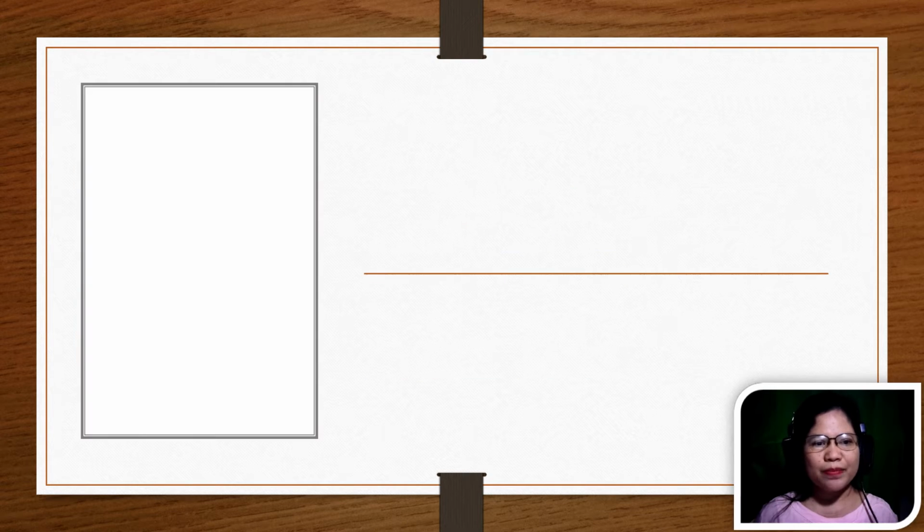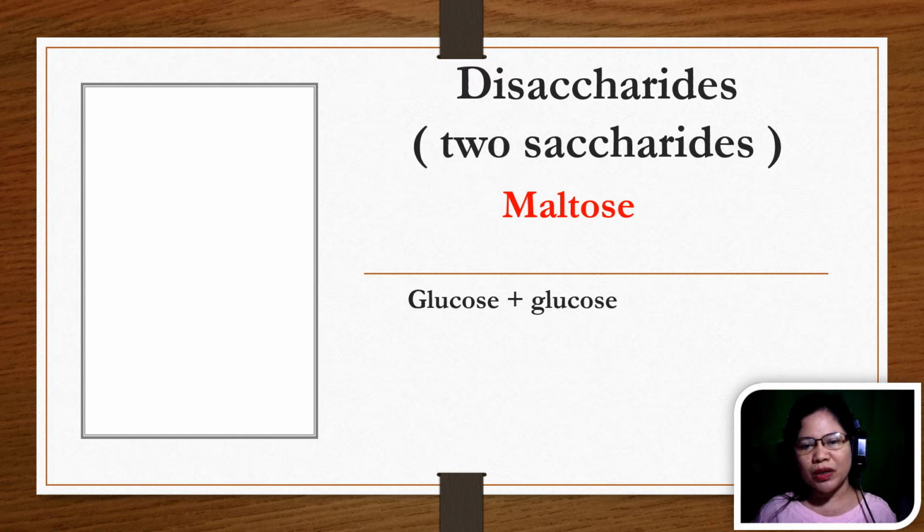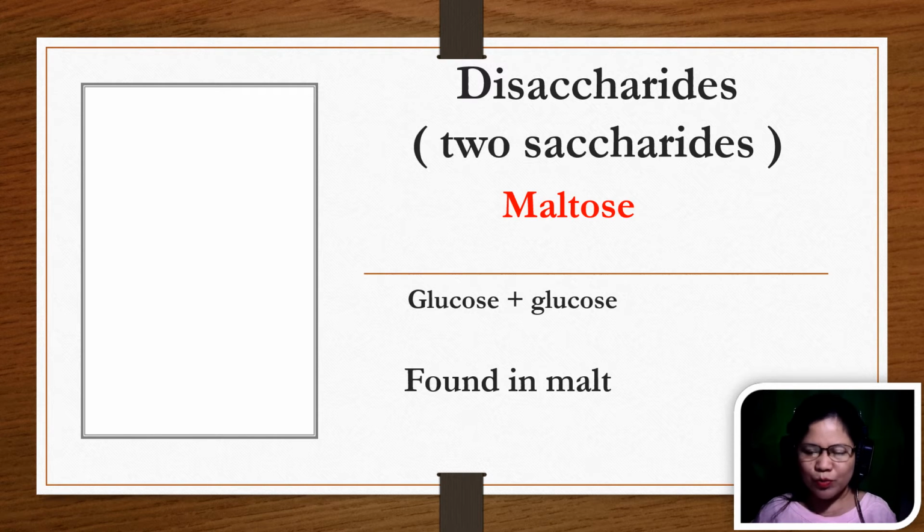So the second type is the disaccharides. When I say disaccharides, there are two saccharides present. Okay, an example is maltose. This is a combination of glucose plus another glucose. So where can we find this most often? Oftentimes we find it in malt. So what is malt? Malt is usually one of the components in making beverages.